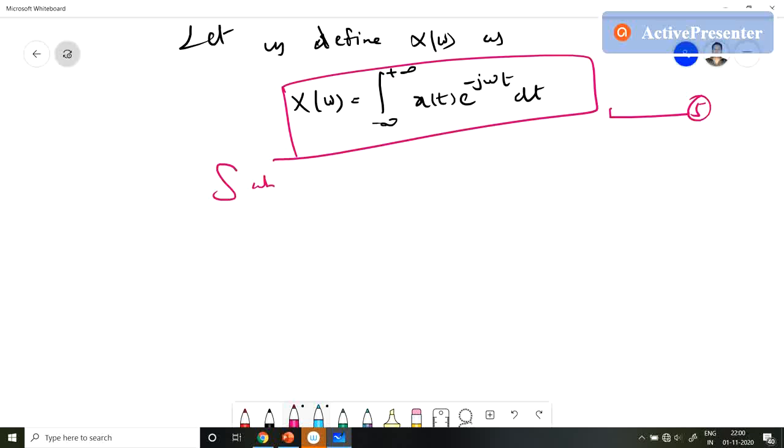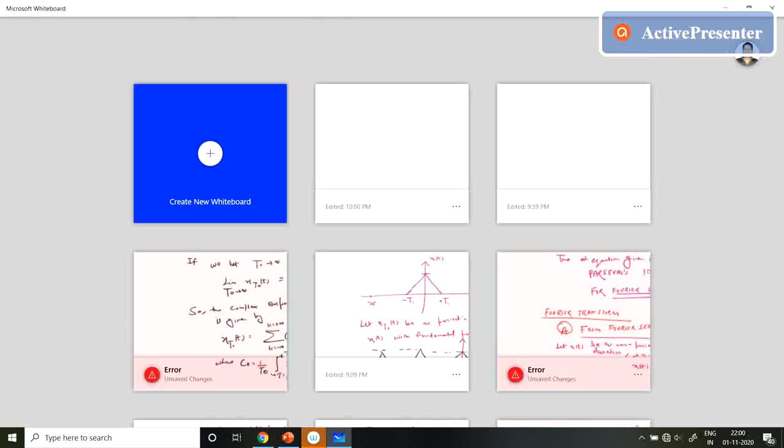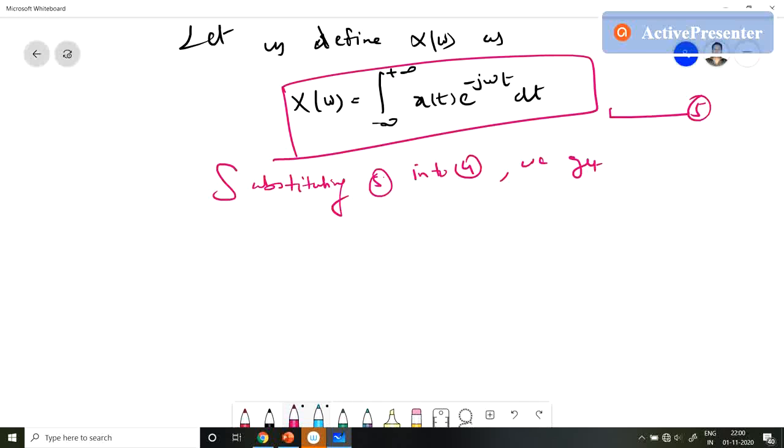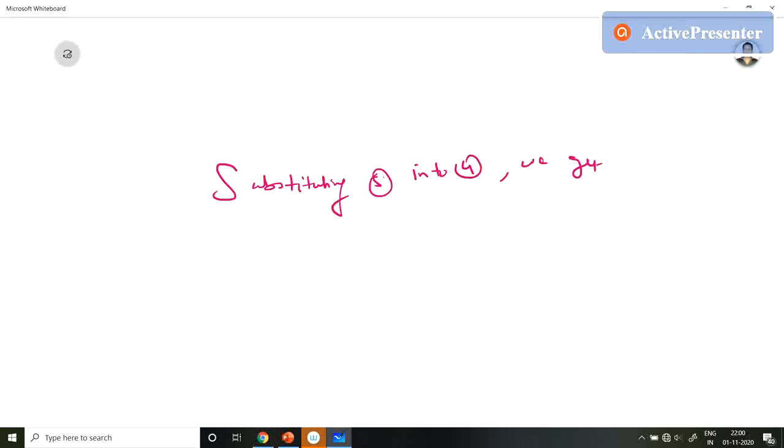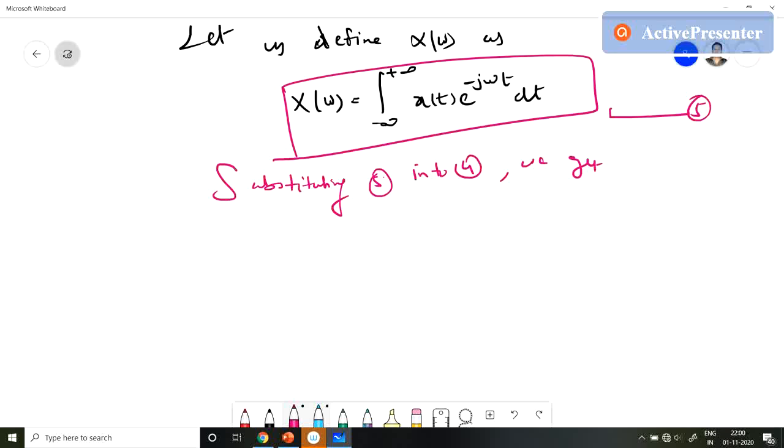So substituting 5 into 4, we get... this is the fifth equation, and this one is the fourth equation. So substituting the fifth equation into the fourth equation, what will we get? We will get Ck is equal to 1 divided by T naught times X(k omega naught). So this is equation number 6.